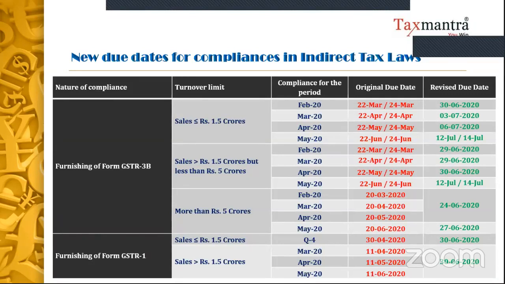In case of turnover more than 1.5 CR, opting for the monthly return, the returns for the months of March, April, and May, whose due dates were 11th of April, 11th of May, 11th of June, have now altogether been extended to the 30th of June. I hope that is clear to all.